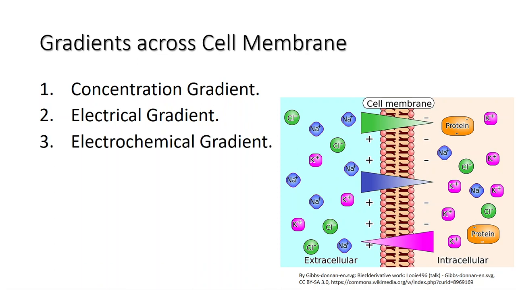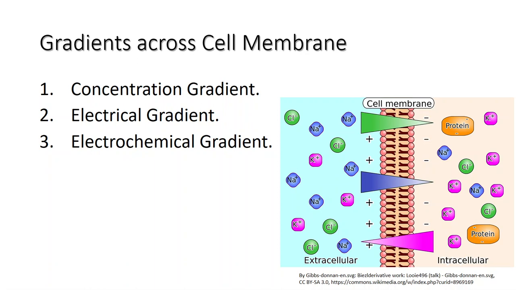The combined influence of the concentration gradient and the electrical gradient on movement of a particular ion is referred to as its electrochemical gradient. The electrochemical gradients are important because they help move substances across the plasma membrane.